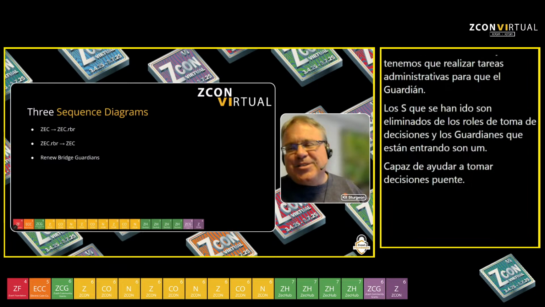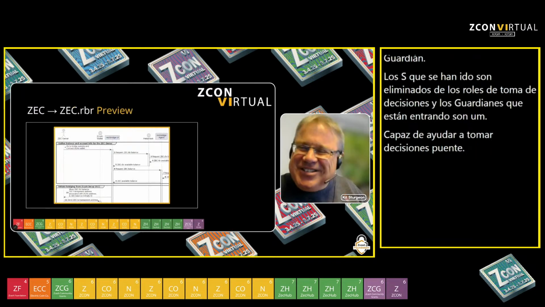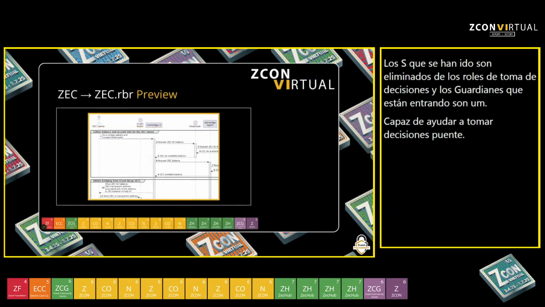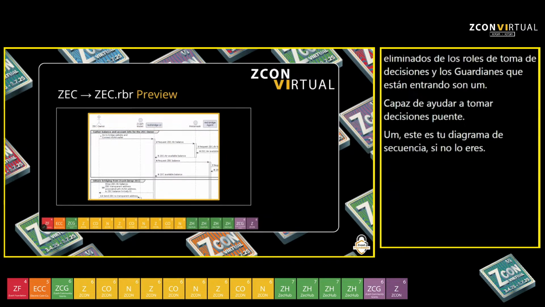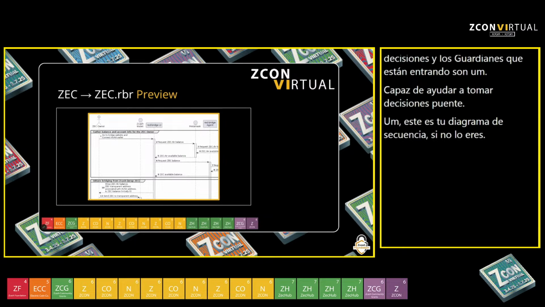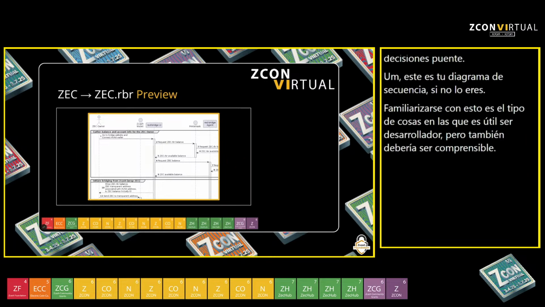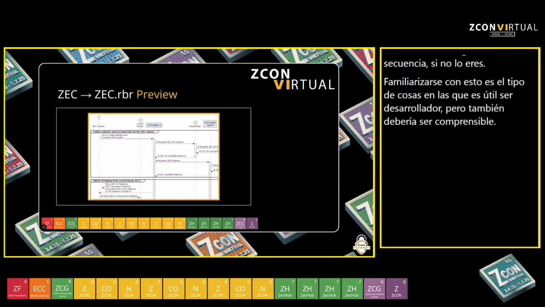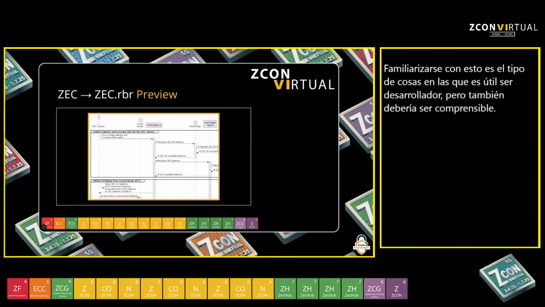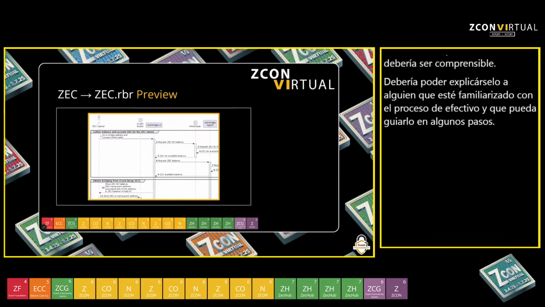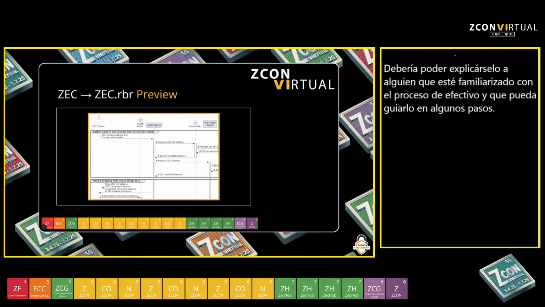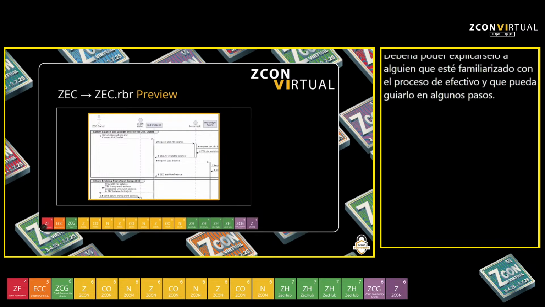This is a sequence diagram. If you're not familiar with these, it's the sort of thing where it helps to be a developer, but it should also be understandable. I should be able to explain it to somebody who's just familiar with Zcash, the process, and go through. Somebody like me should be able to explain this to you, and you have an understanding. You can see that there's a Zcash wallet across the top, the Bridge UI, MetaMask, etc. This is just a small preview of it.